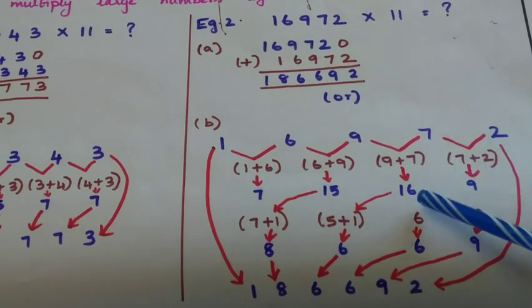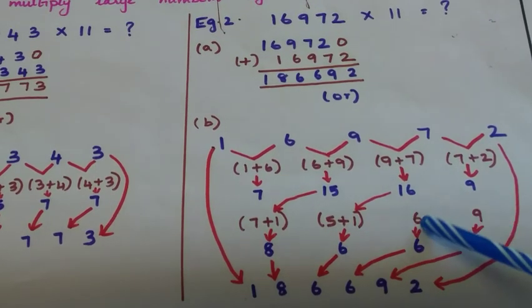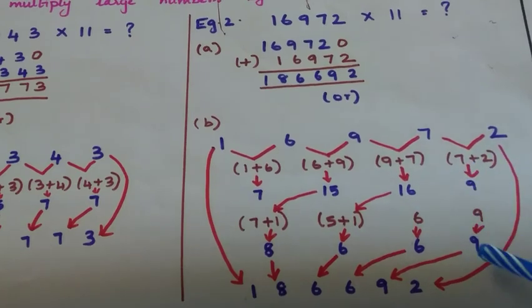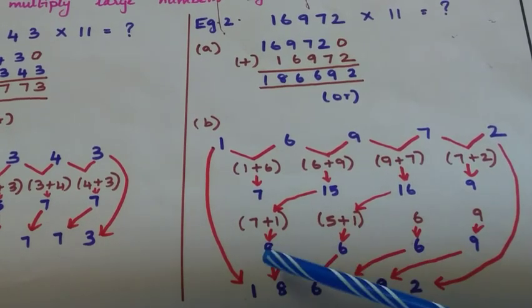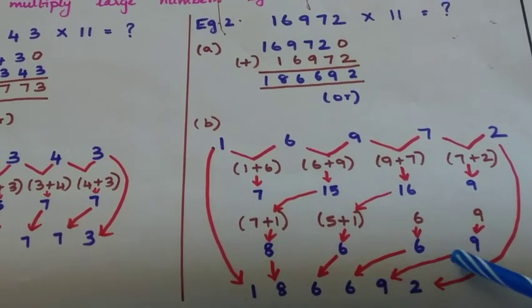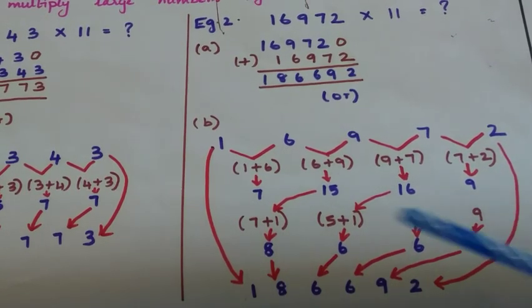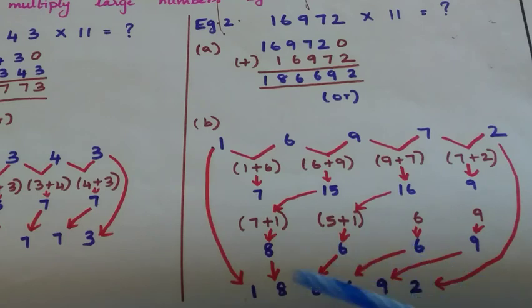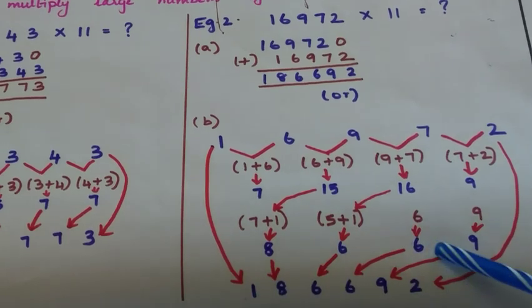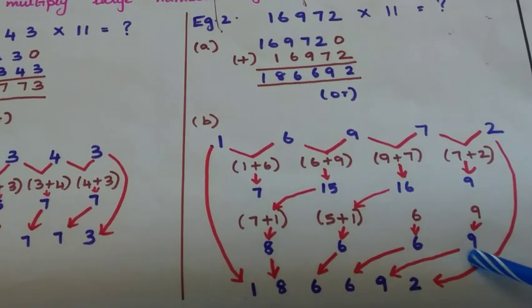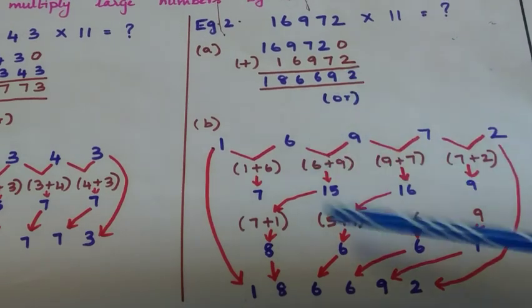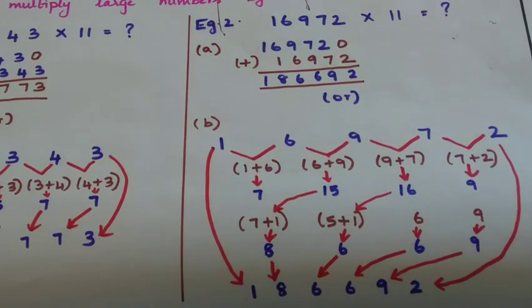And here now you are left with only 6. So you write down 6, and 9 you can write as it is. Now finally you need to check if all the sums are in single digit. Once you verify it, you can write those digits in between the first and the last digit to obtain the final result. So if you check these two answers, they are going to be the same.